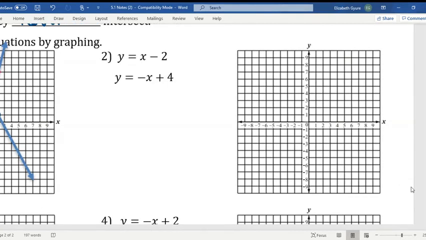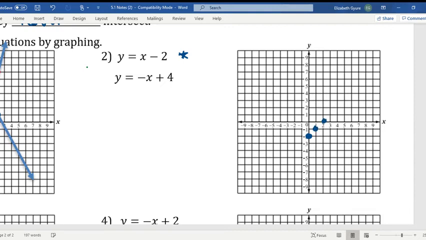For number 2, we have y = x - 2 first. I'm going to start calling on people to tell me what my y-intercept is, what my slope is, and how to count out my slope. Jaden, what's my y-intercept for that line? -2. So put a dot at -2. Now what would your slope be? 1. If you can't physically see a number there, it's the number 1. Up 1/1. Very good.